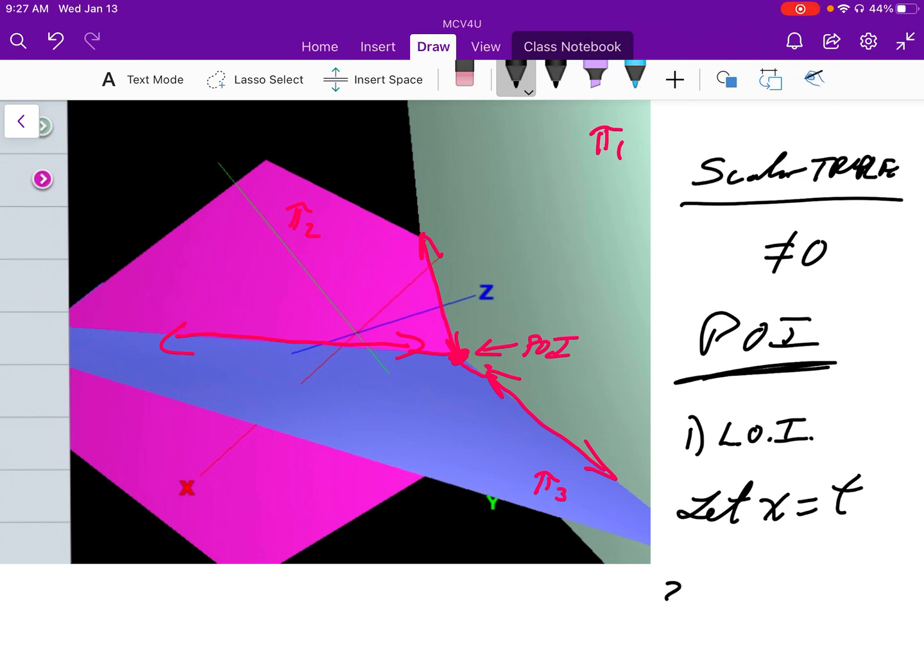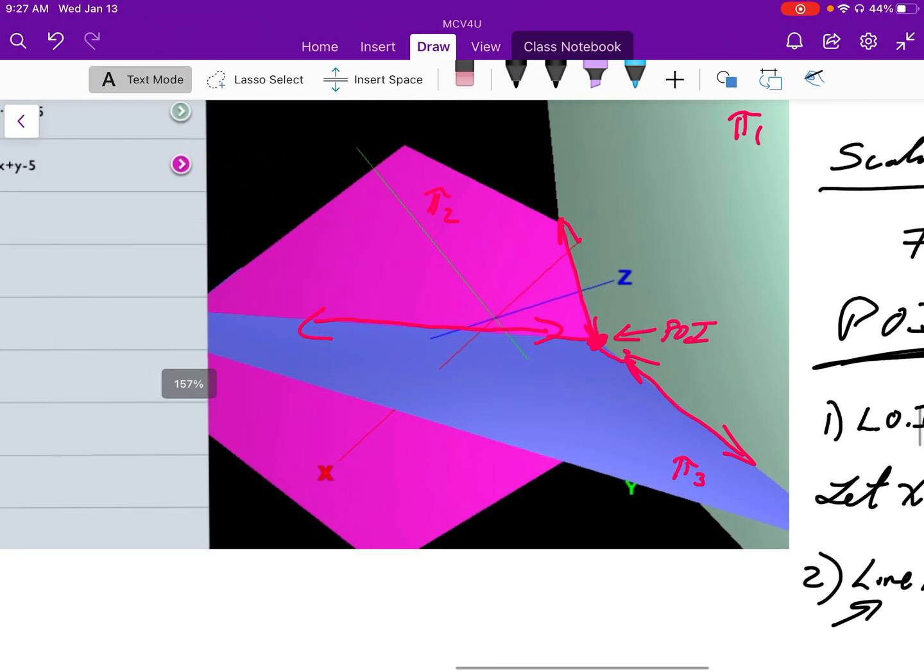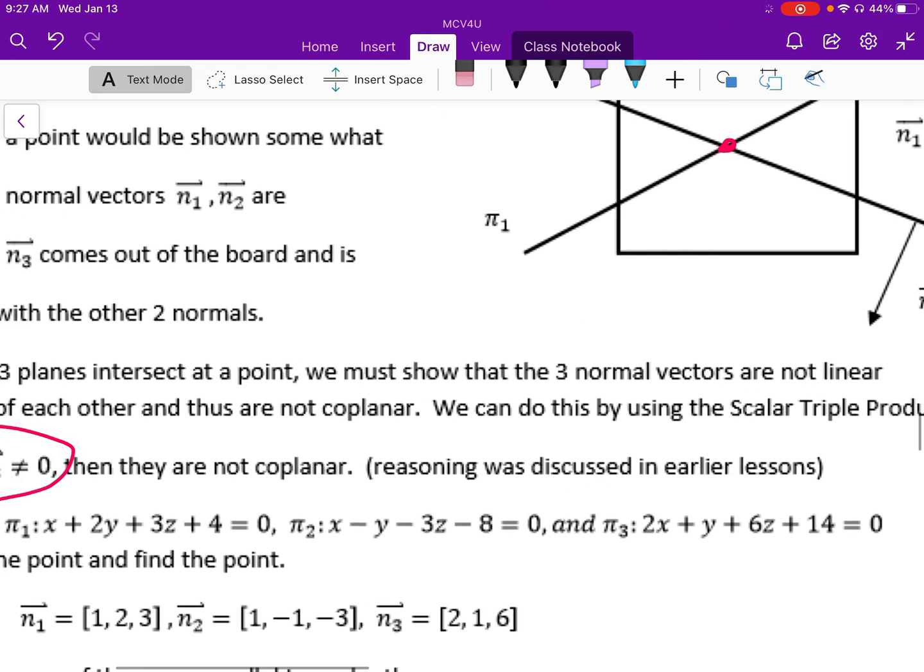From the line of intersection, you find the intersection between the line and the plane, your third plane, right? Substitute the parametric equations of the line into the plane, and you'll find out what your parameter is to find that unique point. All right, let's take a look at that example there.